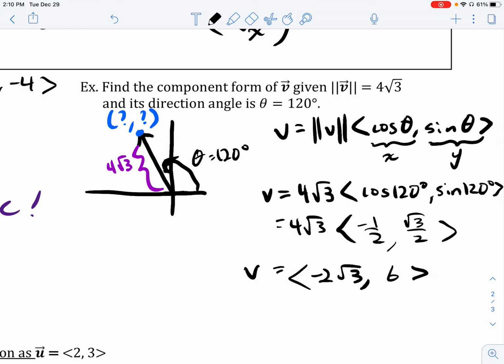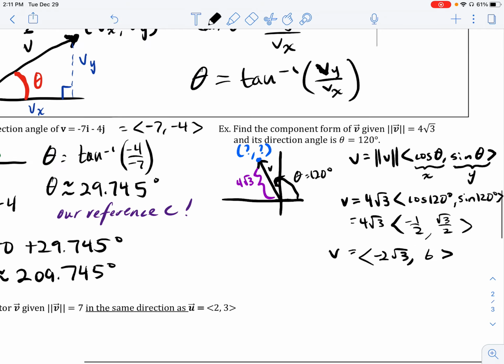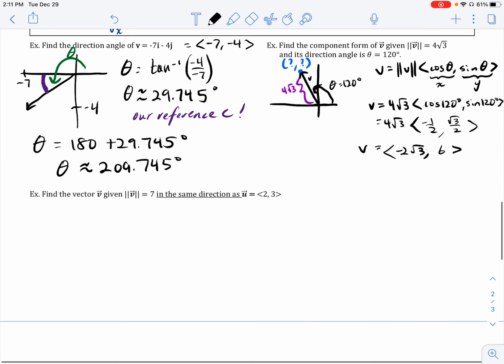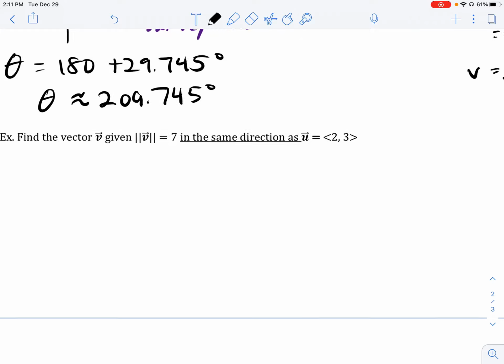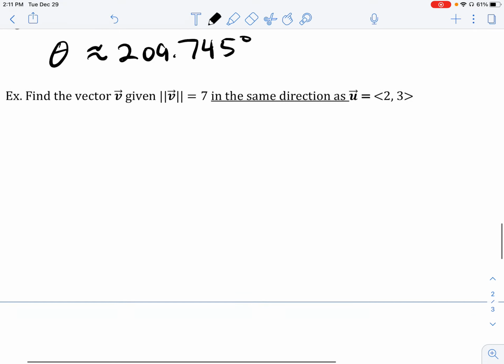So our vector v here has a direction angle of 120 degrees, and it has a magnitude of 4 root 3. All right, let's do one more problem together. This time, let's find a vector given the magnitude of 7. So pretty similar, they're giving us the magnitude, but this time they're not giving us a direction angle. They're saying we want it to be in the same direction as this other vector, 2, 3.